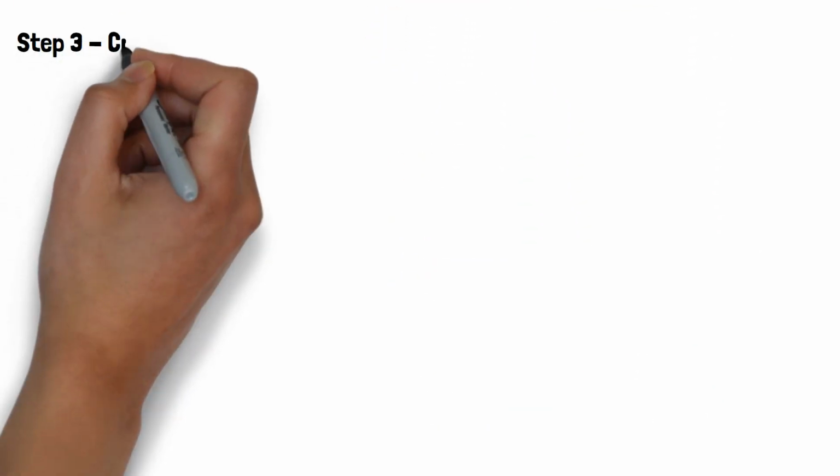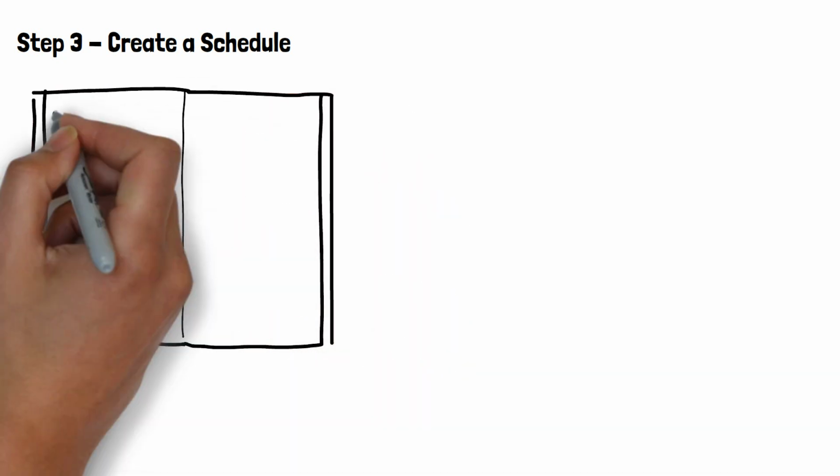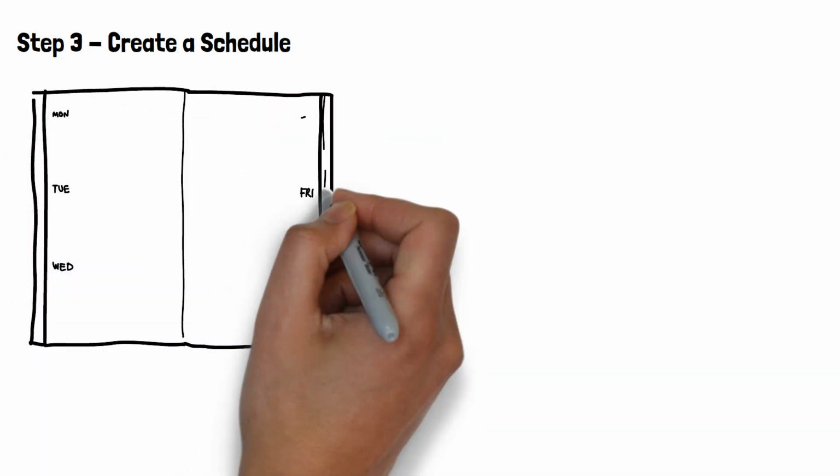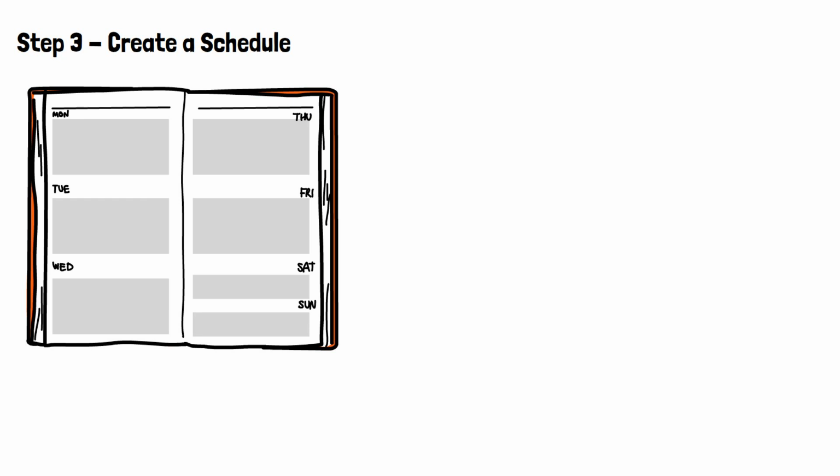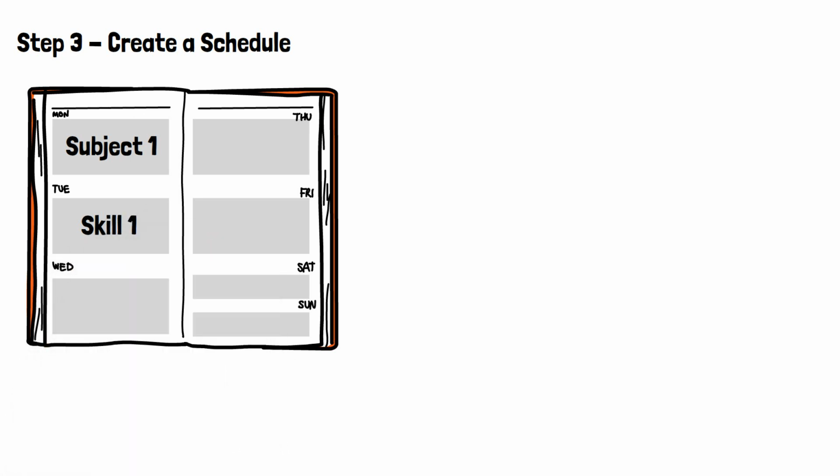Step 3. Create a schedule. With your goals in mind, create a schedule that outlines specific study times for each subject or class. Be sure to incorporate short breaks and free time into your schedule to prevent burnout. It is also a good idea to schedule time for review and practice, as well as time for any necessary research or assignments.